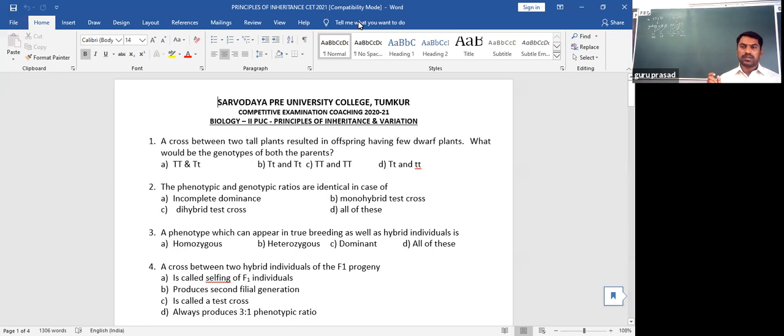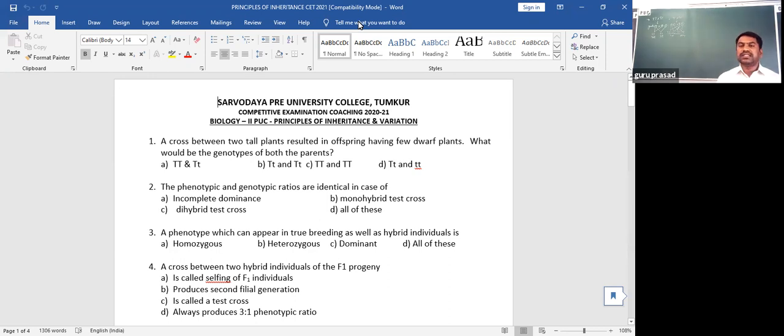Capital W for red, small w for white. When capital W, small w, the F1 generation, is neither red nor white, it is pink. When capital W, small w is crossed with capital W, small w, you may obtain capital W, capital W 25%, capital W, small w 50%, and small w, small w 25% among the offspring, a 1 is to 2 is to 1 ratio. So genotypically and phenotypically, even in incomplete dominance, the ratio will be the same.